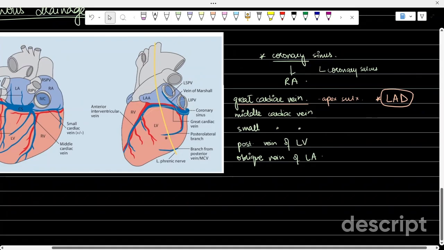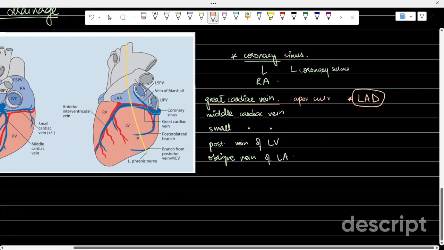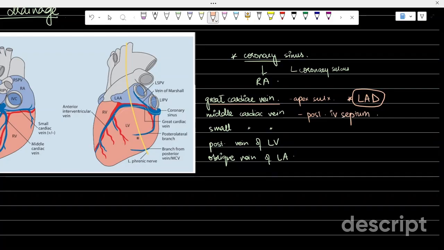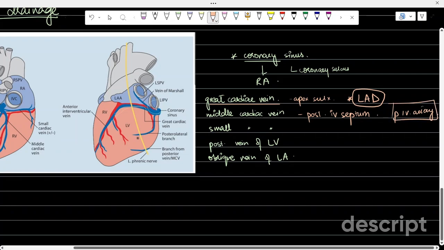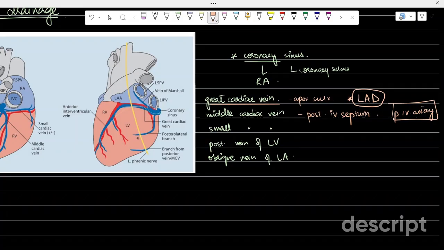Regarding the middle cardiac vein, it is present in the posterior interventricular septum. So the posterior IV septum will be drained via the middle cardiac vein and it accompanies the posterior interventricular artery. So the one accompanying the LAD was the great cardiac vein. The one accompanying the PIV will be the middle cardiac vein.